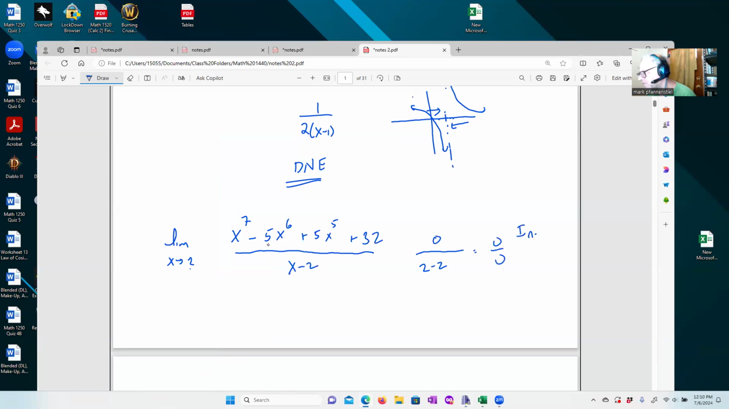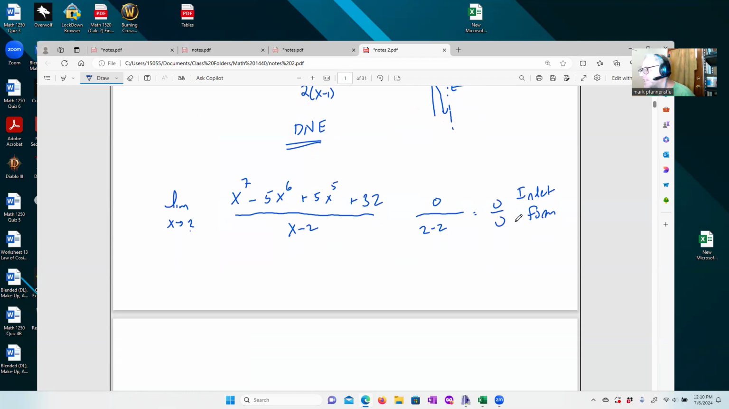This is an indeterminate form. Again, when you're doing this problem, I'm always looking for whether you checked if it's an indeterminate form. If you don't check that you've got an indeterminate form, you will lose points for just blasting ahead and using L'Hopital's. You have to check indeterminate form first. Now we're going to use L'Hopital's.